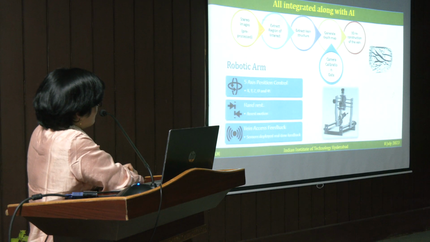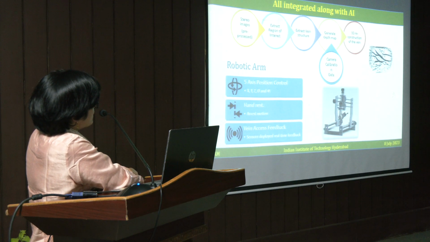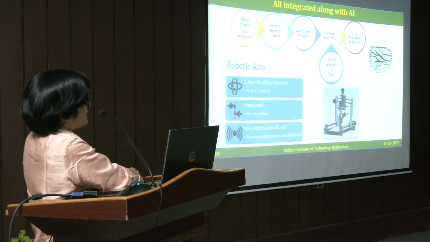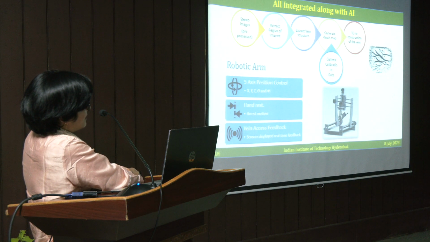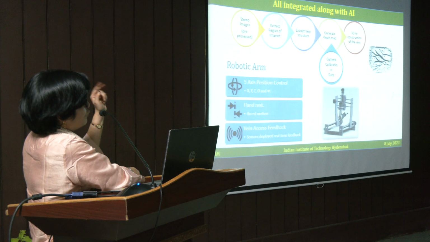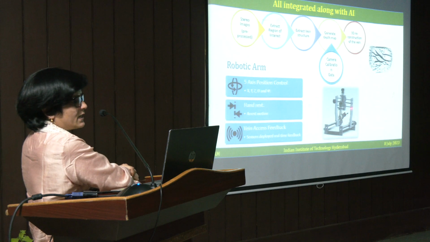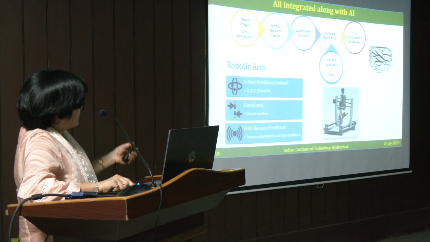So in the very first, this is how the workflow is. We have the stereo images, we extract the region of interest, we extract the vein structure, we generate the depth image, and then when we have this depth, we do the 3D reconstruction. This data will be fed to the robotic arm, and the robotic arm will be doing the job. And this was the first.